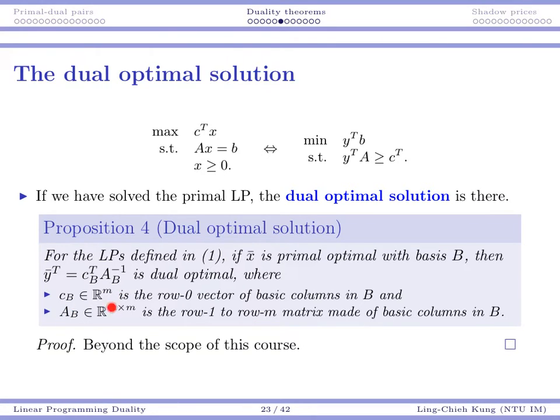CB is an m by 1 vector, and that is the row 0 vector of all the basic columns in B. And then AB is a square matrix, which is m by m. That is from row 1 to row m, and again, for those columns that are basic. The proof is also not very difficult, but we don't want to talk about it because I don't require you to understand. If you want to know, ask me. But instead, I'm going to give you one example to illustrate this idea.